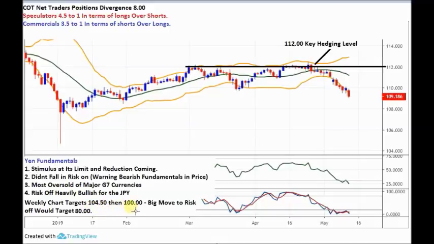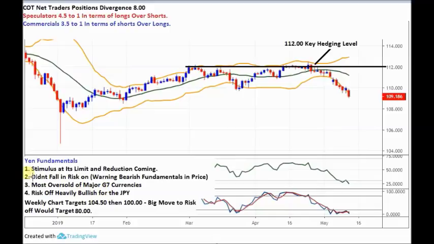104.50, then 100. Big move to risk off with target 80. If we just get to 100, that gives us 900 pips. And I feel there's really big downside potential in this pair. I've written the yen fundamentals here, which I better go through before I draw my levels. The downside is just so good because all the bearish news is priced in to the yen in our view, and we just don't see significant downside. It's all basically upside for the yen longer term for us.